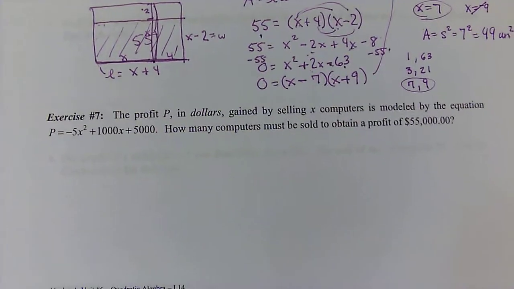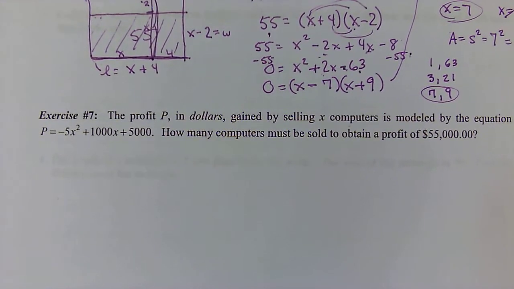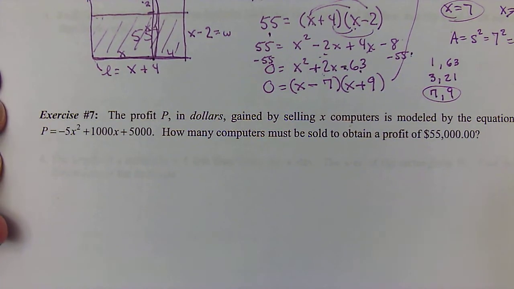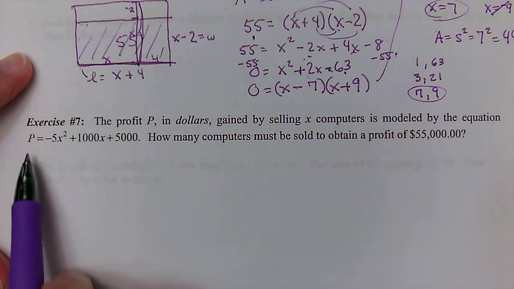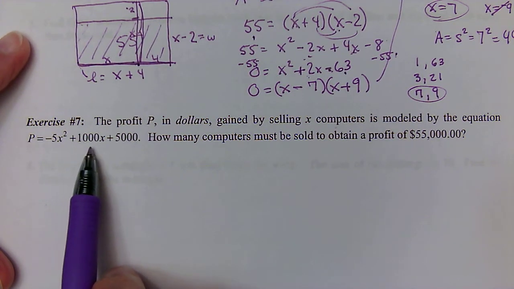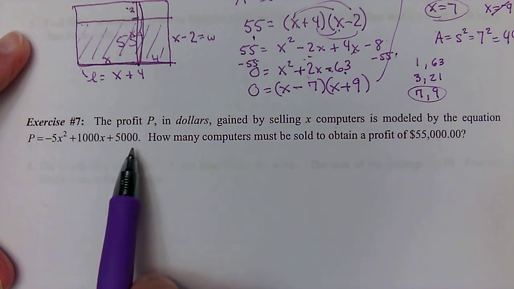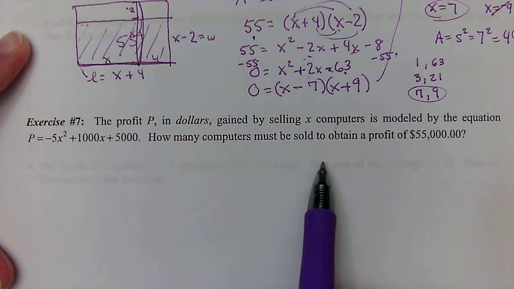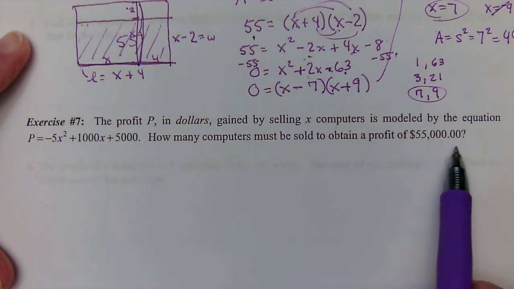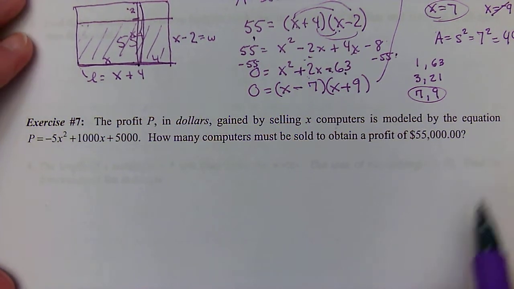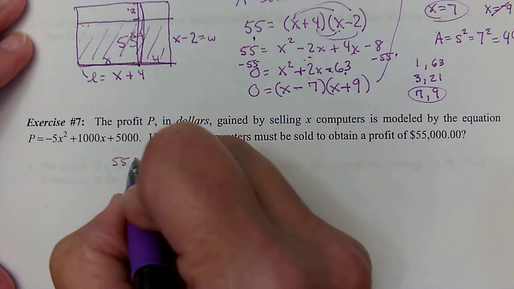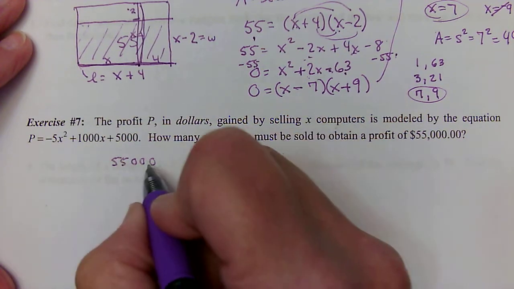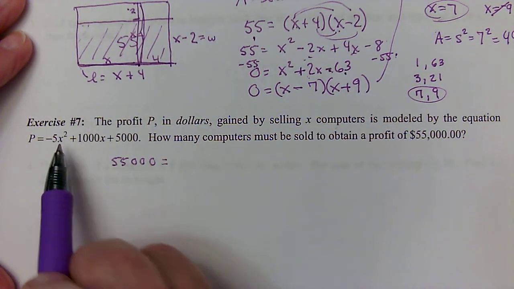Last example. The profit in dollars gained by selling x computers is modeled by the equation P equals negative 5x squared plus 1,000x plus 5,000. How many computers must be sold to obtain a profit of $55,000? Well, we're going to plug 55,000 in for P and solve it for x.